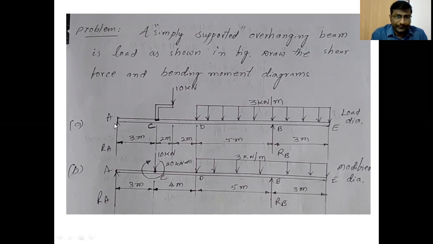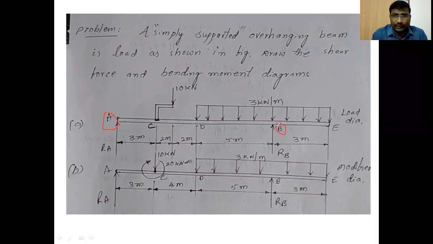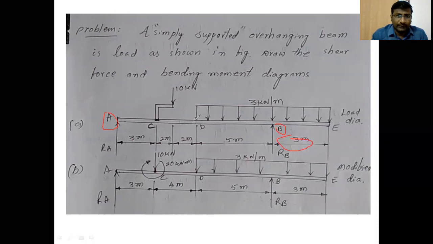Look at the beam, which is supported at points A and B, with an overhanging portion on the right side of the right support. The overhanging portion is 3 meters. Overhanging means the beam is extended beyond the support. Here the beam is extended 3 meters beyond the right support, on which one UDL is acting.